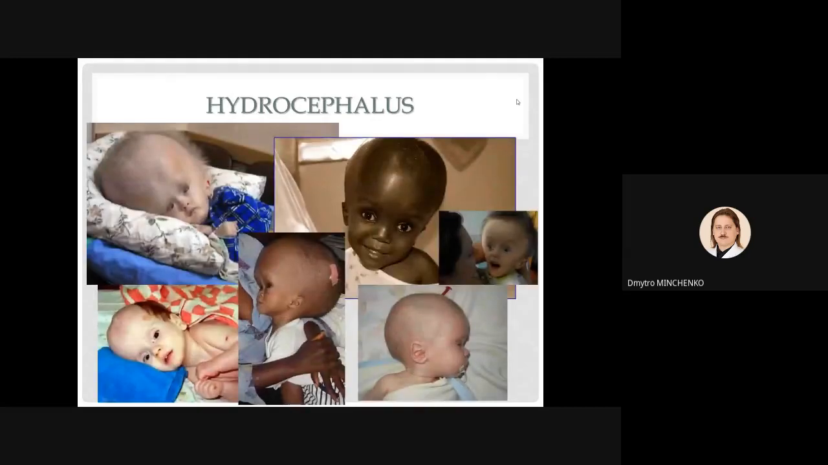As you can see, the enlargement of the head, the skull part, the brain part of the head, can be from a small enlargement to an extremely significant enlargement. Right, as the pressure rises and the skull sutures are not completely closed, this leads to the spreading of the skull bones and enlargement of the head itself.